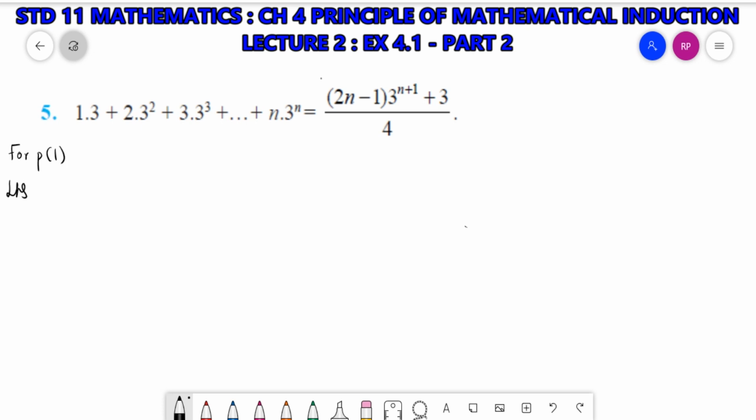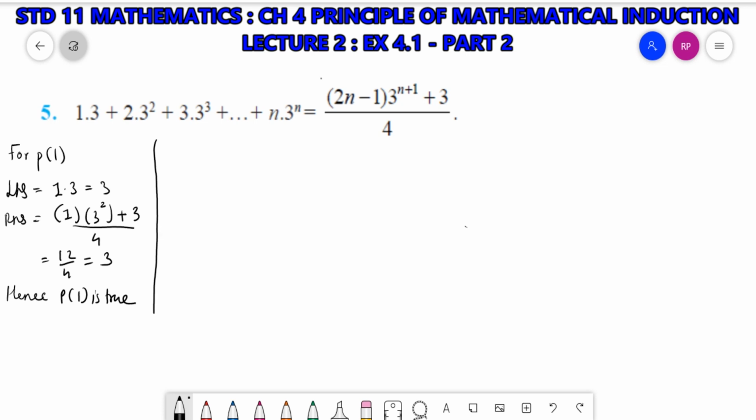LHS, when I put n equal to 1, 1 into 3 raised to 1 means the first term, 1 into 3, this is equal to 3. RHS: 2 into 1, that is 2. Okay, I'm writing directly. 2 into 1, 2 minus 1, 1, 3 raised to 1 plus 1, 2, plus 3 upon 4. So this is 3 square, 9 into 1, that is 9 plus 3, 12 by 4, and that is equal to 3. So LHS is equal to RHS, hence P of 1 is true.